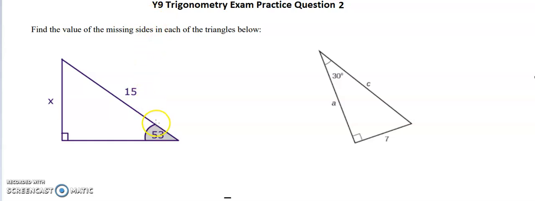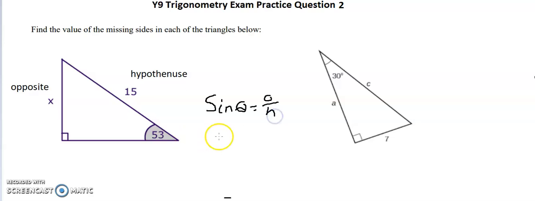So the first thing I want us to think about here is we are looking at finding the x. So that means we first need to label our triangle. The x side is opposite our angle. And the 15 is the longest side, which is the hypotenuse. So because we are looking at the opposite and the hypotenuse, we are using our understanding of sine. So sine alpha is equal to opposite over hypotenuse.